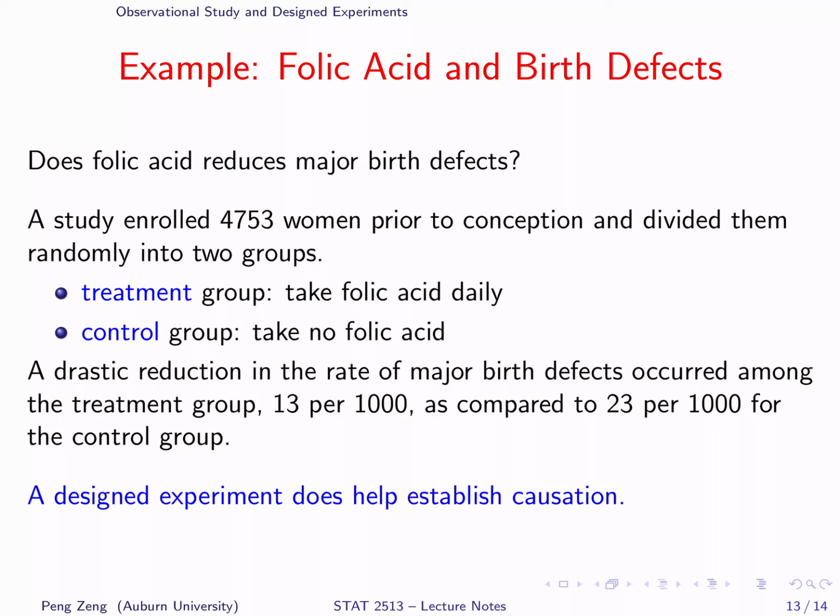In the treatment group, women will take folic acid daily, and in the control group, they do not take folic acid. Based on this study, there is a dramatic reduction in the rate of major birth defects. The rate in the treatment group is 13 per 1,000, which is much smaller than 23 per 1,000 in the control group. This is a typical example of designed experiments. Researchers will decide who takes folic acid and who does not. A designed experiment does help establish causation.